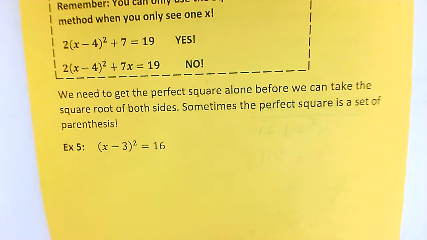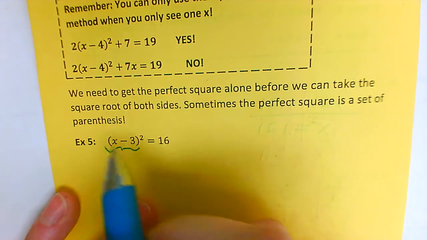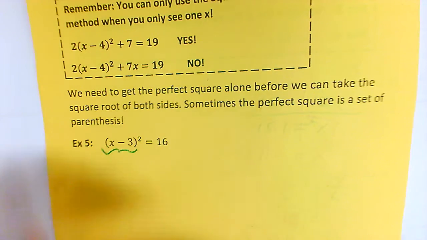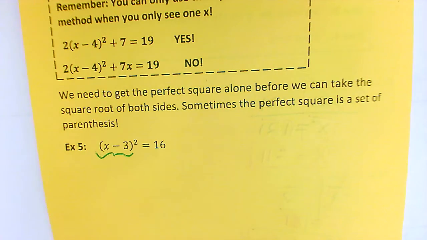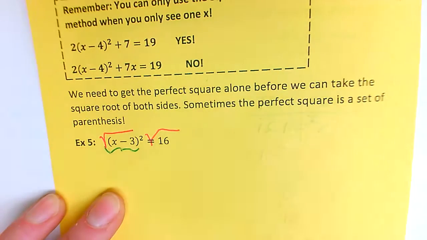Now, in order to do the square root method, you have to get the perfect square by itself. Well, sometimes the perfect square is a set of parentheses. This whole thing is being squared, so that's the thing that I want to get alone. So that means on example 5, that part has been done for you. Now take the square root of both sides of the problem.